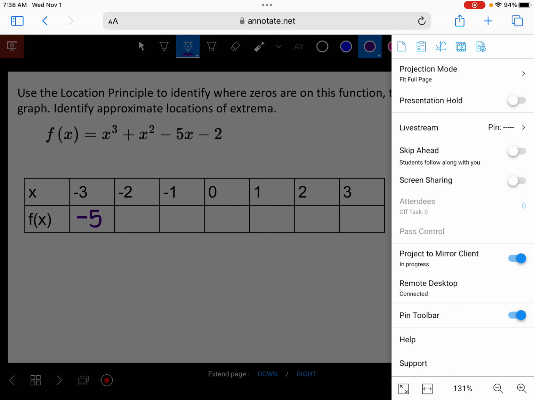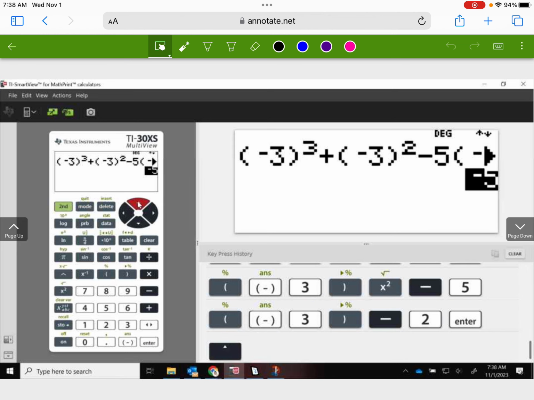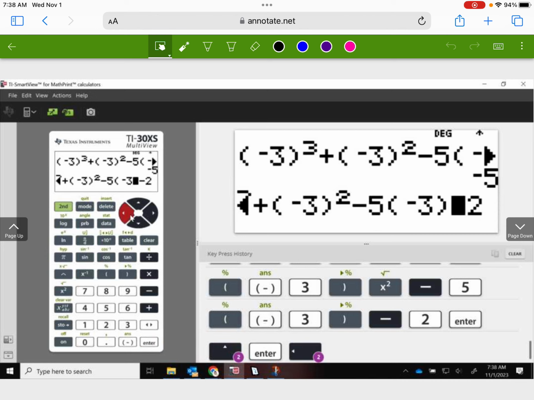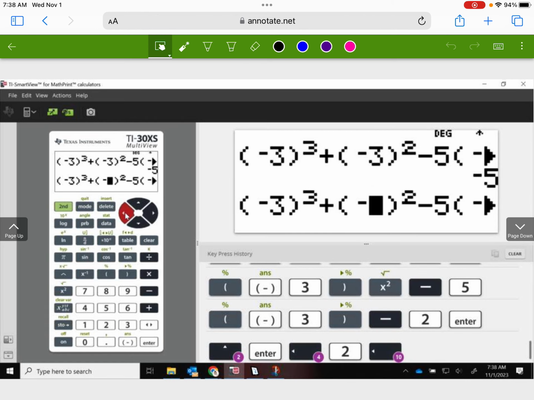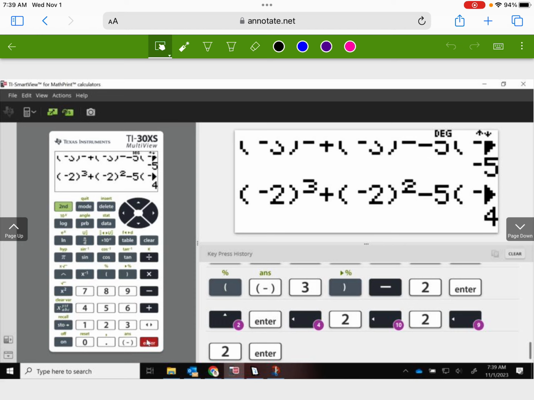Same thing with our -2. Substitute it into the equation. And if you want to, you can use a little trick I showed you last time where you go up, up, enter, and then just highlight every -3 and change it to a -2. There's actually fewer button presses, but barely. 4.